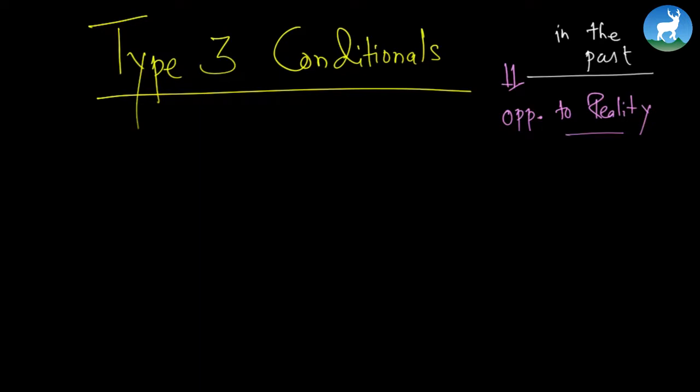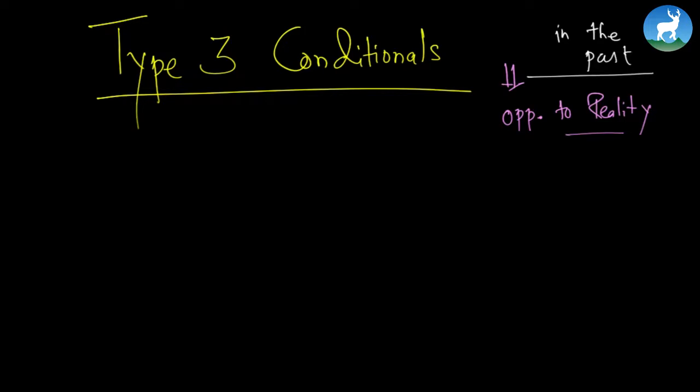We are no longer talking about here and now. We are no longer talking about present time. So we are always talking about the past, and the situation is opposite to reality. It is something that cannot be done in the present time. So keep that in mind. The facts that it is based on are the opposite of what is expressed. The type 3 conditional is used to refer to an unreal past condition and its probable past result. So we have an unreal past condition followed by its probable past result.